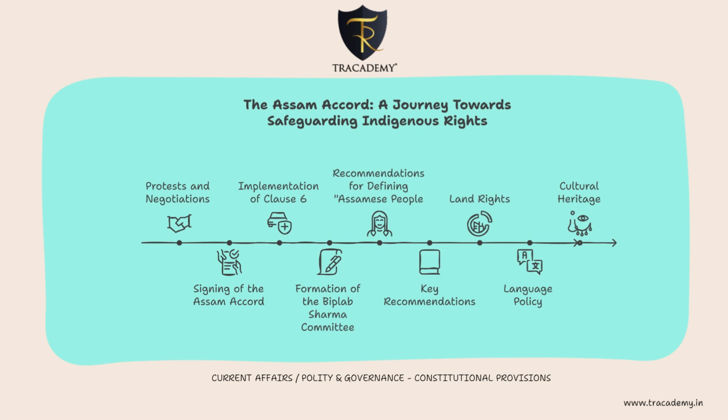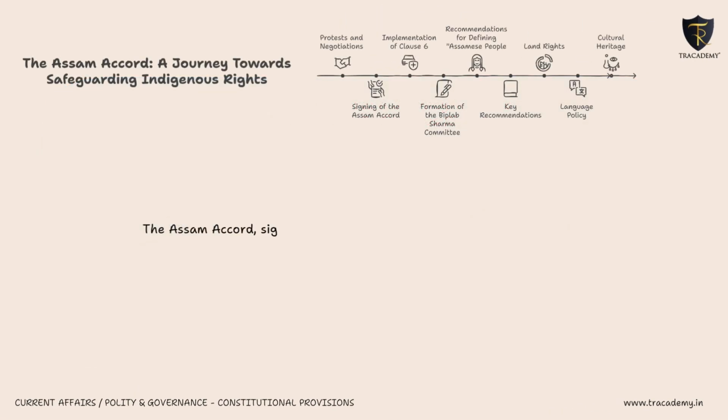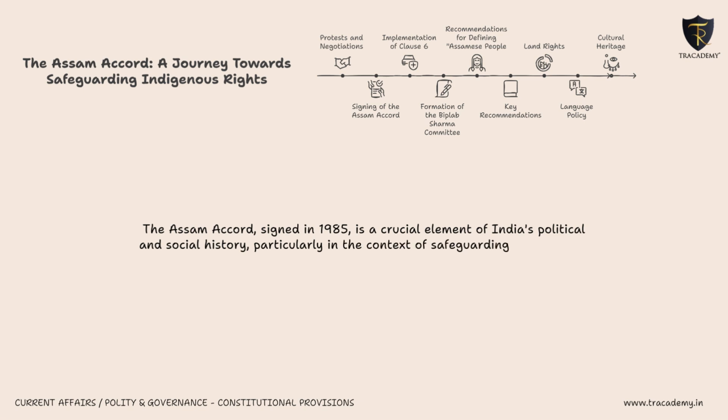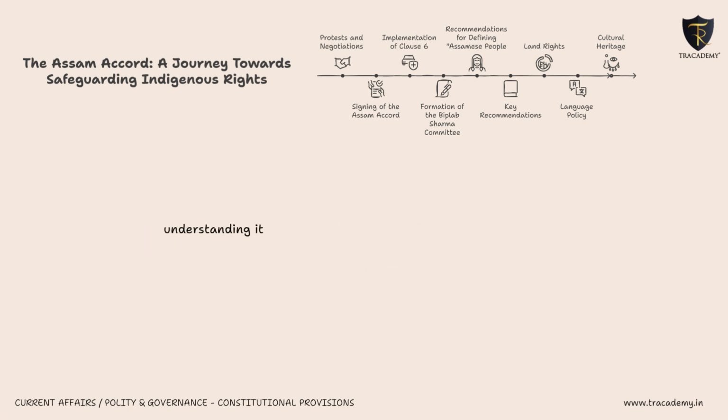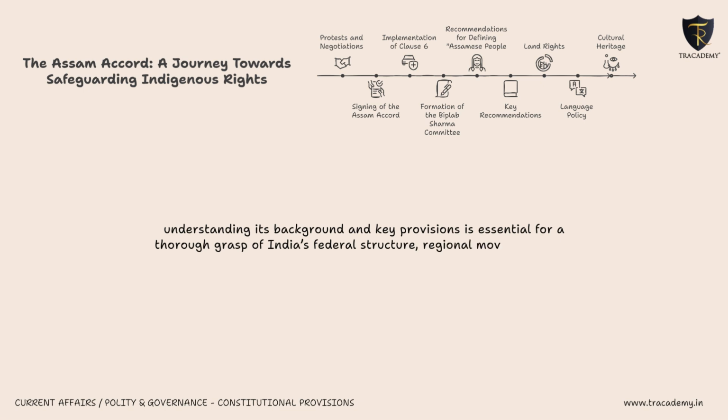The Assam Accord is a crucial element of India's political and social history, particularly in the context of safeguarding the rights of indigenous people of Assam. Signed in 1985 after prolonged protests and negotiation, the accord seeks to protect the political, cultural, and economic rights of the Assamese people. In regards to UPSC preparation, understanding its background and key provisions is essential for a thorough grasp of India's federal structure, regional movements, and constitutional safeguards.